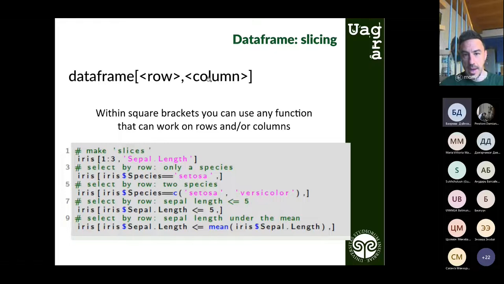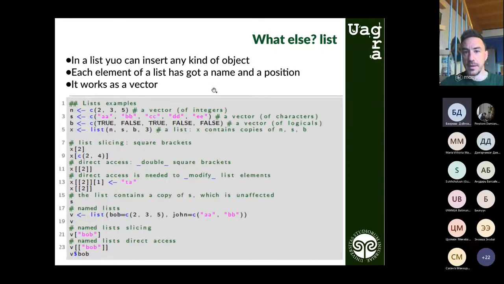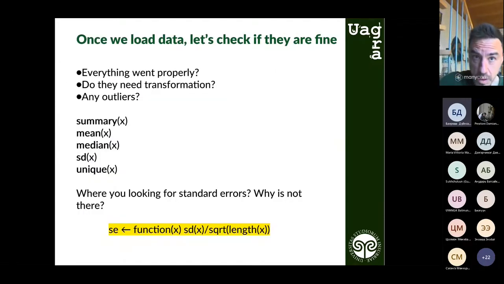Okay, you can find an example here. And of course, we've been talking about vectors and data frames, but we don't have only this kind of object in R, we can also have lists, okay? I'm not going to show you lists today. We don't have enough time, but again, you can exercise with the examples we sent to you.